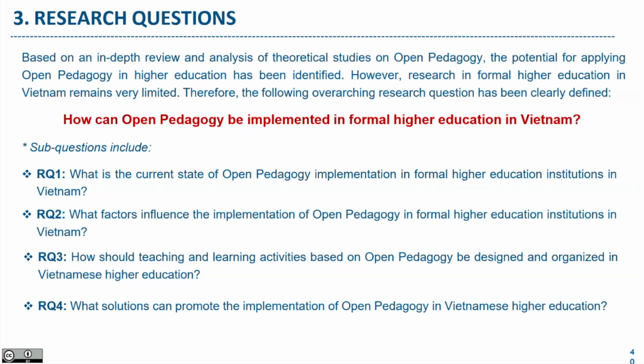The main question is: how can open pedagogy be implemented in formal higher education in Vietnam? And I create four sub-questions. Research question one: what is the current state of open pedagogy implementation in formal higher education institutions in Vietnam? Research question two: what factors influence the implementation of open pedagogy in formal higher education institutions in Vietnam?